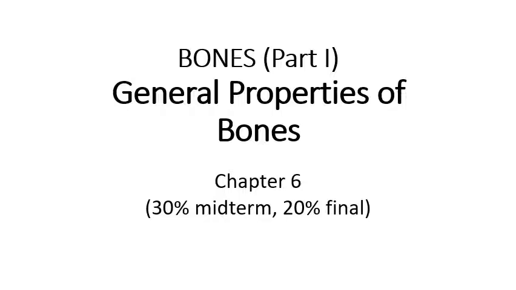In the first lecture on bones, I'm going to discuss the properties of bones in general. And then in the second lecture, Lecture 6, Part 2, we're going to learn the names of specific bones, the important bones in the human skeleton. Okay, so let's get started and just learn about the general properties and the general morphology of bones.